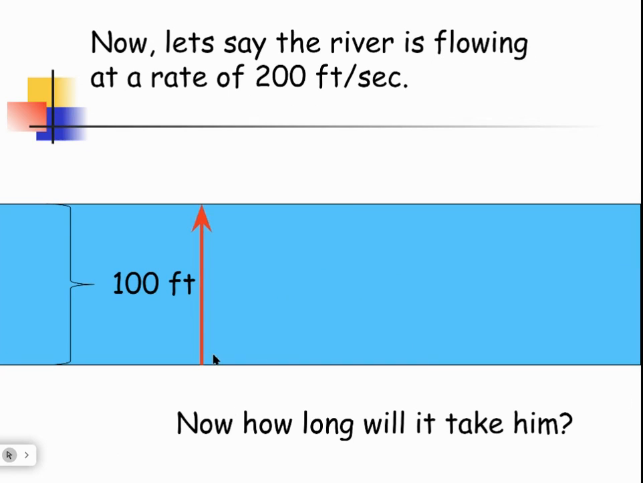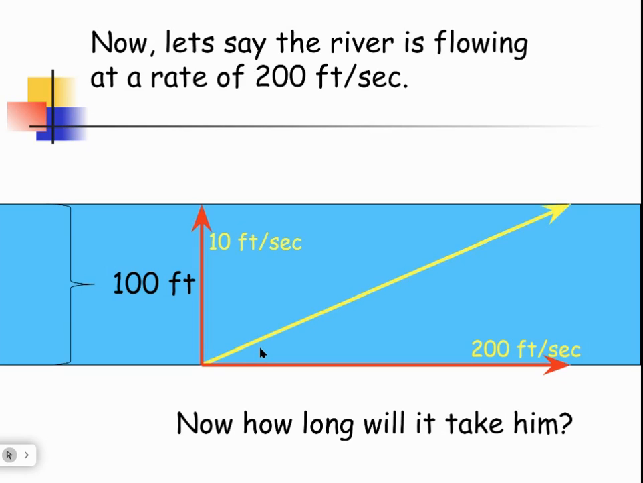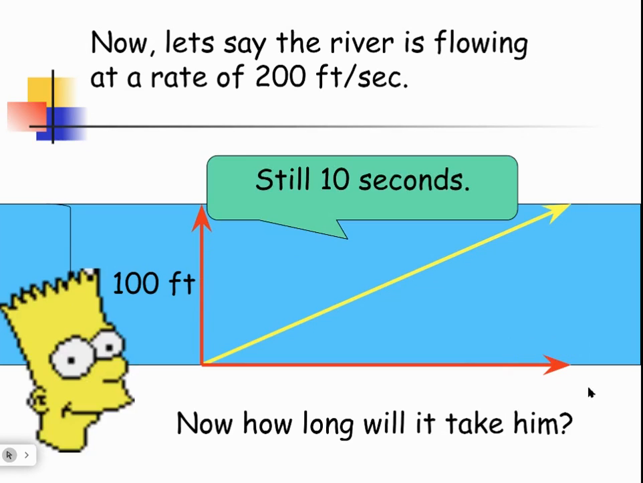Because I'm going to aim myself straight across this river. Now, in reality, if I aim myself straight across the river, I'm going to be swept downstream at 200 feet per second as well, which will result in me ending up over there. But it will still only take me 10 seconds because I only need to swim straight across the river.